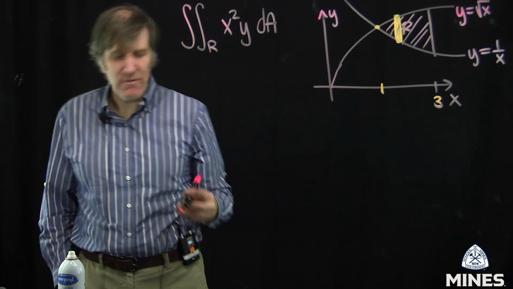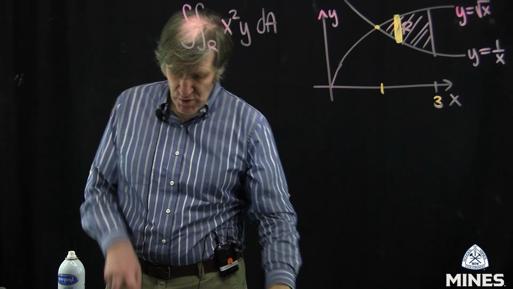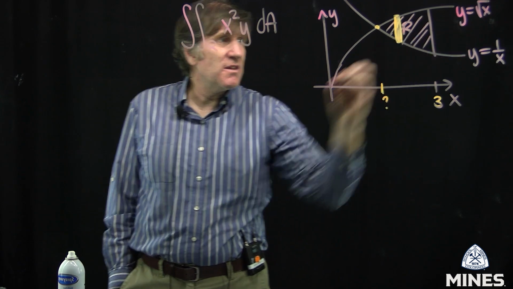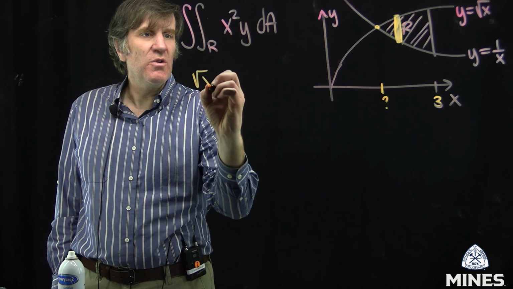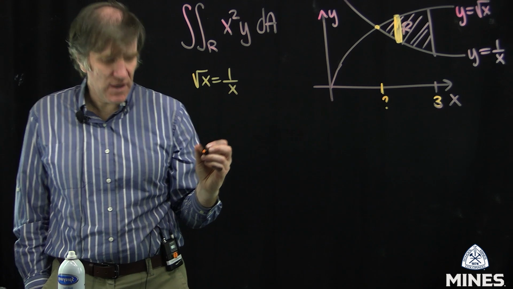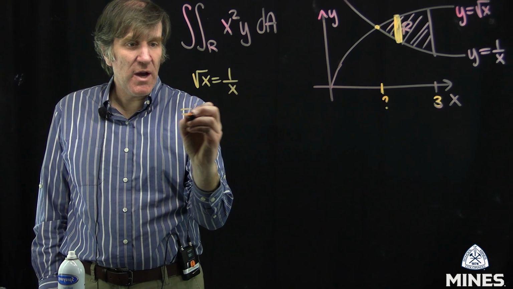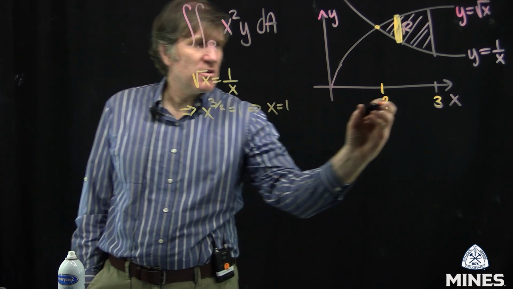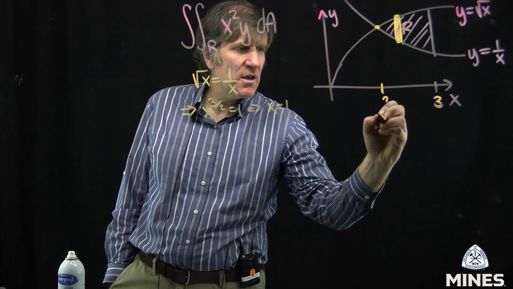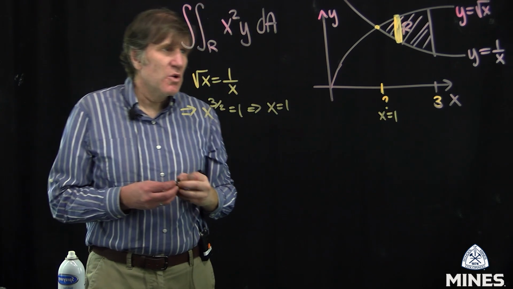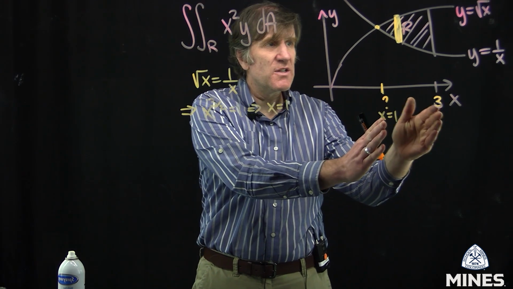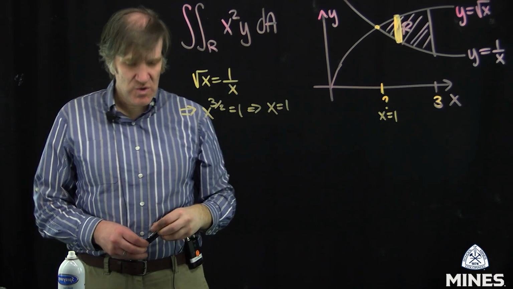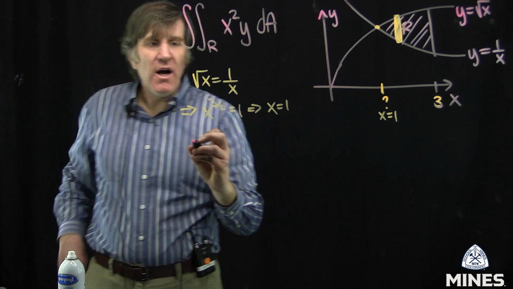So we start with that vertical slice, and in order to get that x bound, we do need to know what this value is right here. To find it, we set these things equal to each other. So square root of x equals 1 over x. If I multiply both sides by x, that's x to the 3 halves equals 1. So x is 1. So this point here is x equals 1. So we know that this shape goes from x equals 1 over to x equals 3. In y, it goes from y equals 1 over x down below up to y equals the square root of x up above.